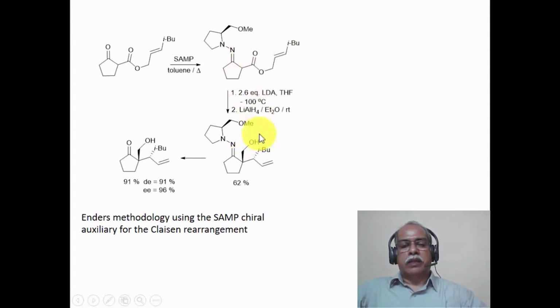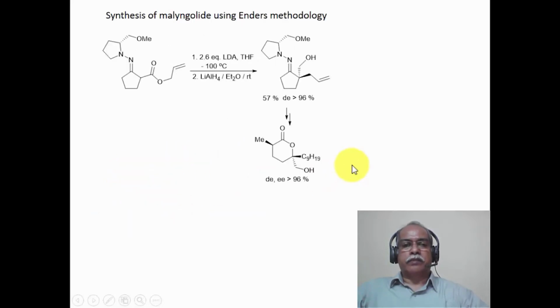That acid is reduced with lithium aluminum hydride to the corresponding alcohol. And after you get rid of the chiral auxiliary, you get the diastereomeric ratio to be 91%. The major diastereoisomer, which is shown here, is formed in about 96% enantiomeric excess. So the SAMP or the RAMP is used as a chiral auxiliary, and the enolate that is generated will be chiral because of the chiral auxiliary, and a stereoselective 3,3 sigmatropic rearrangement essentially produces these two chiral centers in a very diastereoselective as well as enantioselective manner, which is reported in this particular work.